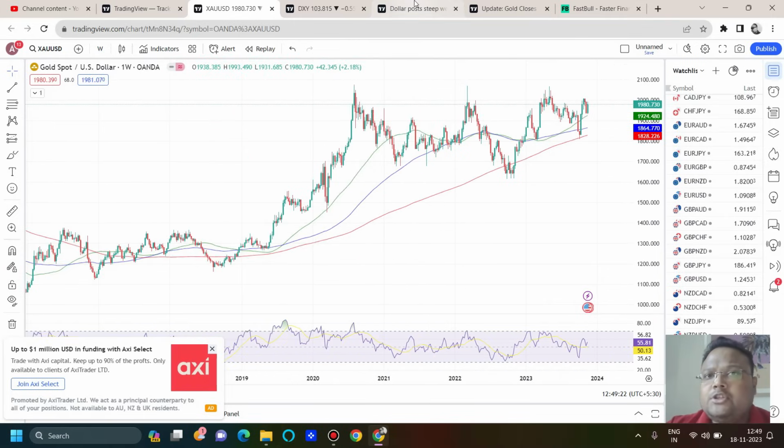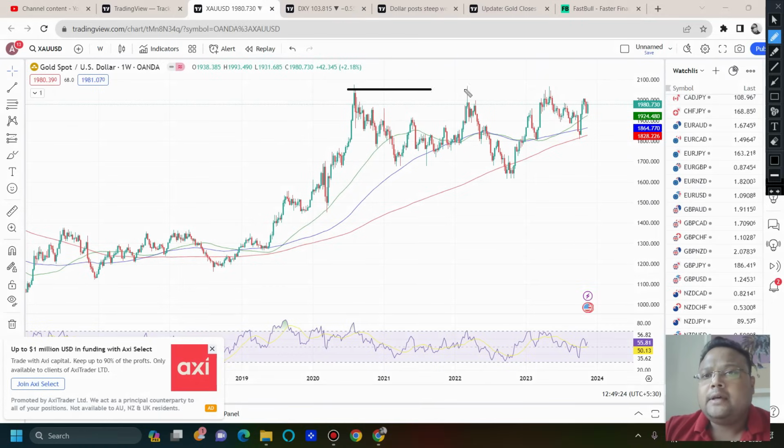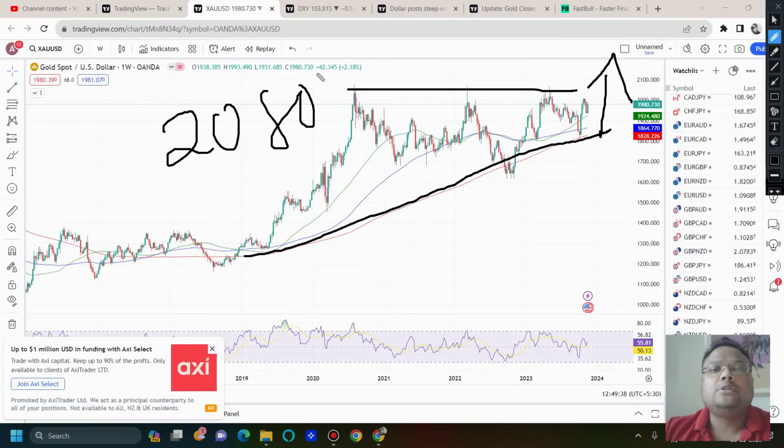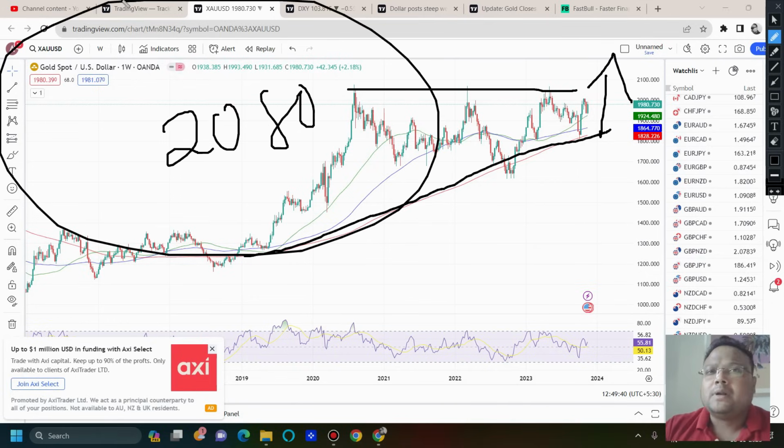And if we look at the chart, overall we have an ascending triangle pattern, and an ascending triangle pattern is a bullish pattern. So if we go by the technicals, then obviously a breakout should come. The market should break 2080 and move higher, but personally I don't think the market has the strength and potential to break 2080. To be honest, I don't think the market will break the 2000 level also.